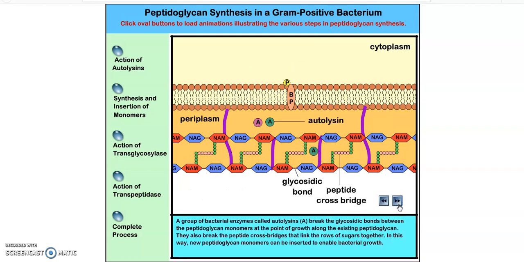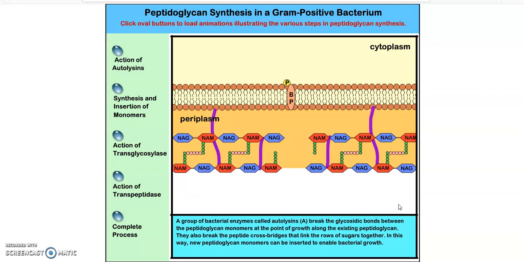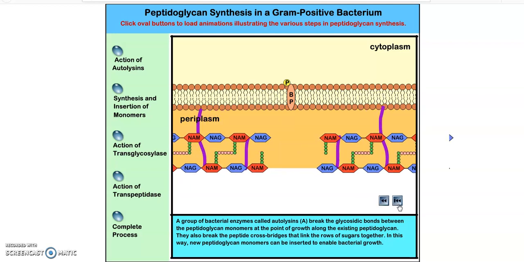So he's representing the autolysins using these purple and green spheres with an A in them. There are two types. You have the autolysins that break the crosslink between the NAM molecules, and you also have autolysins that break the glycosidic linkage between the NAG and the NAM. So you can see these guys getting busy here, breaking down the peptidoglycan so that a cell can grow. So those are the autolysins.